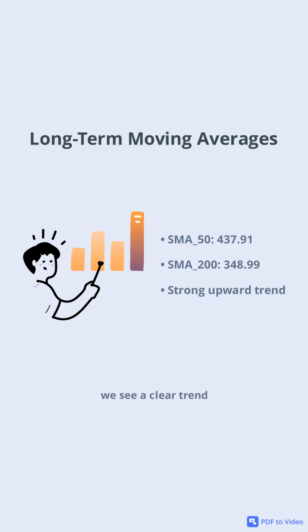Examining the long-term moving averages, we see a clear trend. The 50-day SMA is 437.91 and the 200-day SMA is 348.99, both well below the current price. This significant separation indicates a strong upward trend over the past several months. Long-term EMAs, such as the 200-day EMA at 373.27, reinforce this bullish sentiment, suggesting that TSLA has maintained momentum over an extended period.